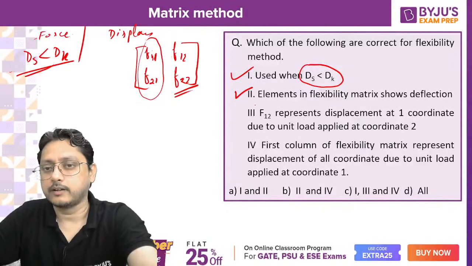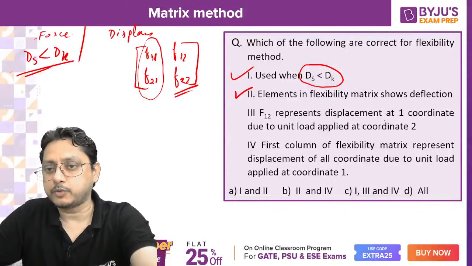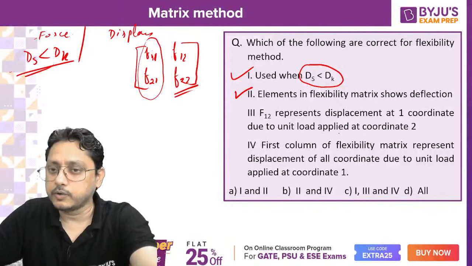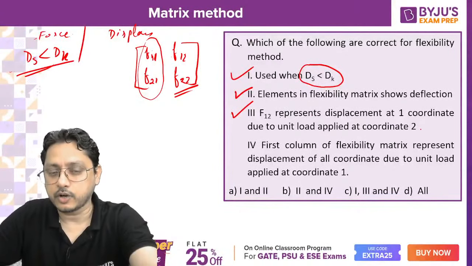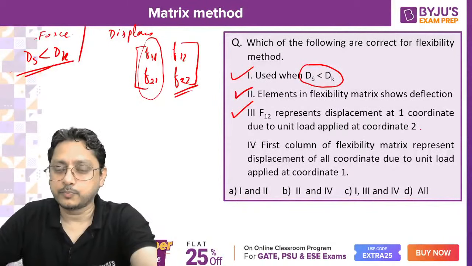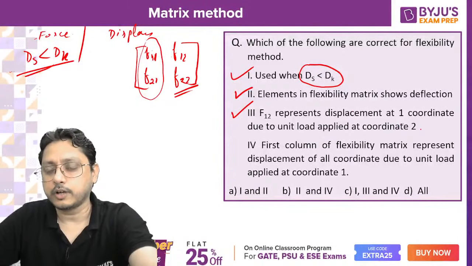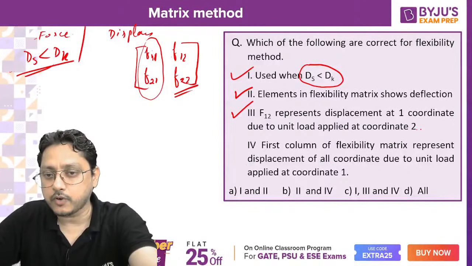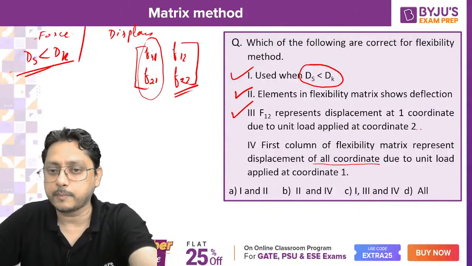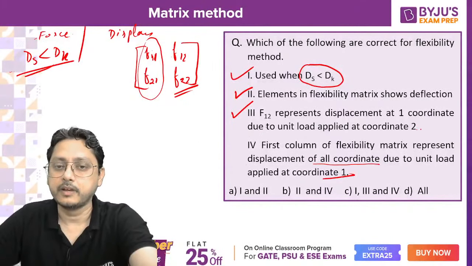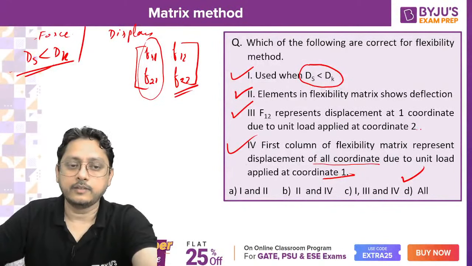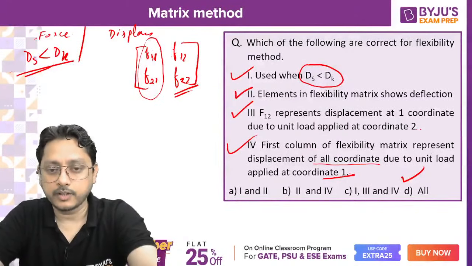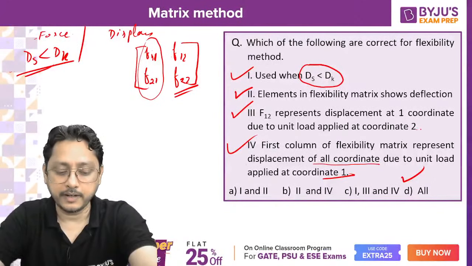This is also correct. F12 represents the displacement at coordinate 1 due to the unit load applied at coordinate 2; this is the definition of F12. The first column of the flexibility matrix represents displacement of all coordinates due to the unit load applied at coordinate 1. That is also true. Here all are correct. I have already explained it in the morning session.